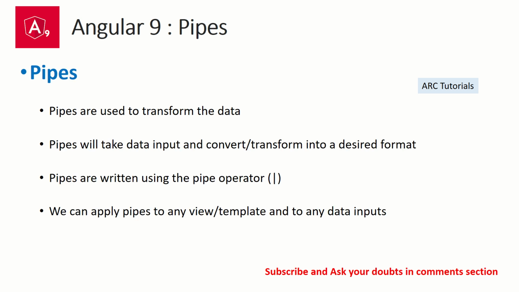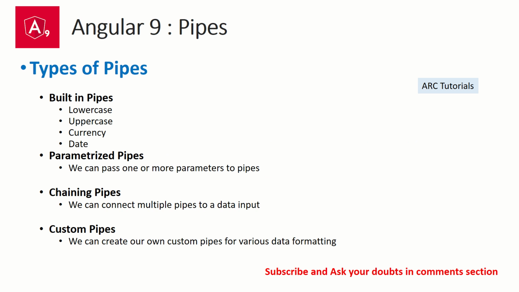So just a quick recap, what are pipes? Pipes are used to transform the data. Pipes will take data input and we can convert it into a desired format, right? So that's what pipes are used for. We have seen there are different types of pipes and operations. There are built-in pipes, there are parameterized pipes, we can chain pipes. Today we are going to learn about custom pipes.